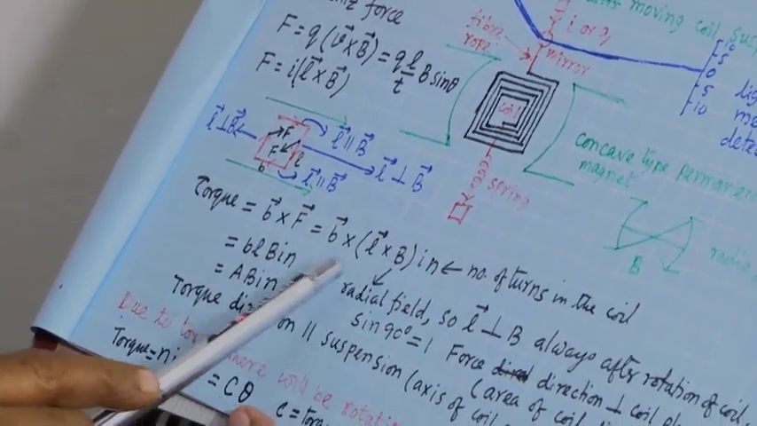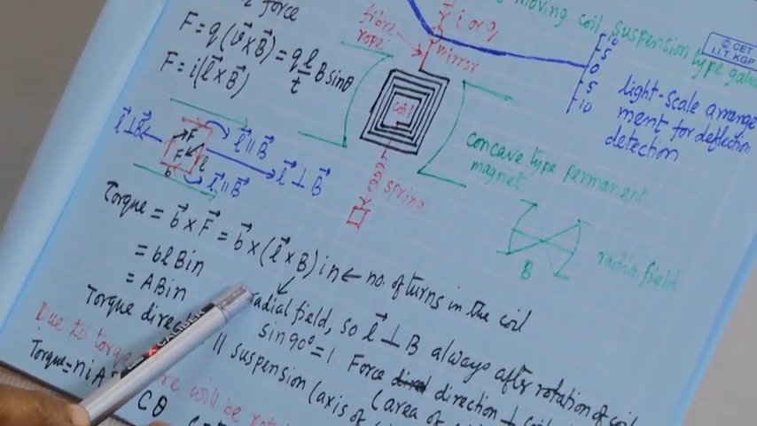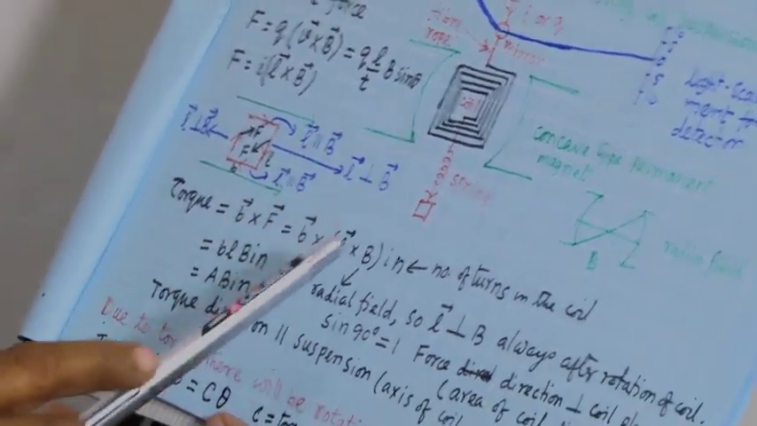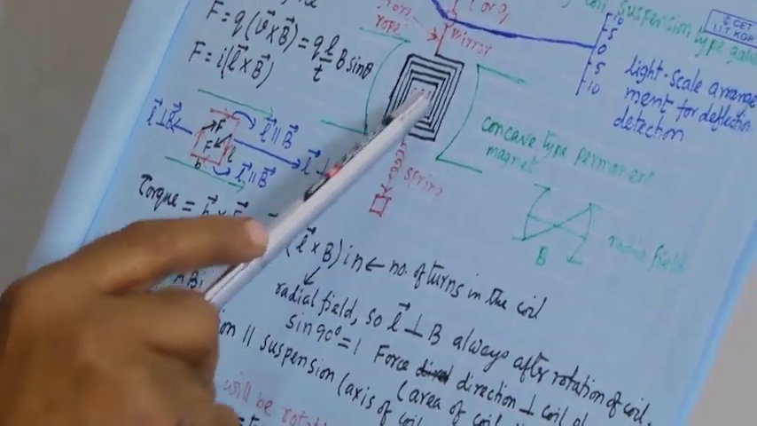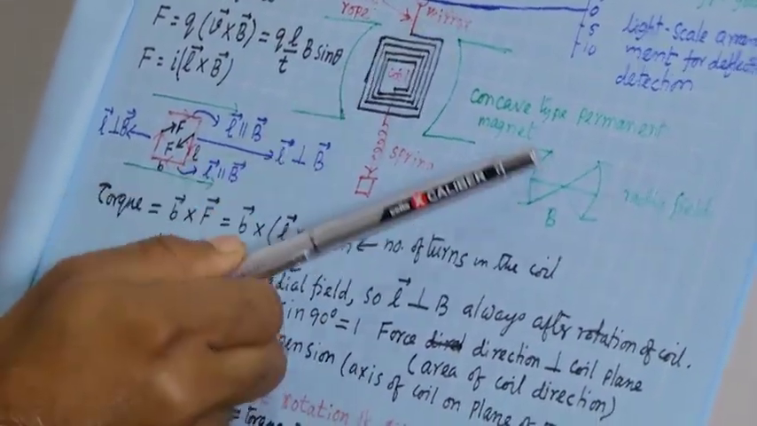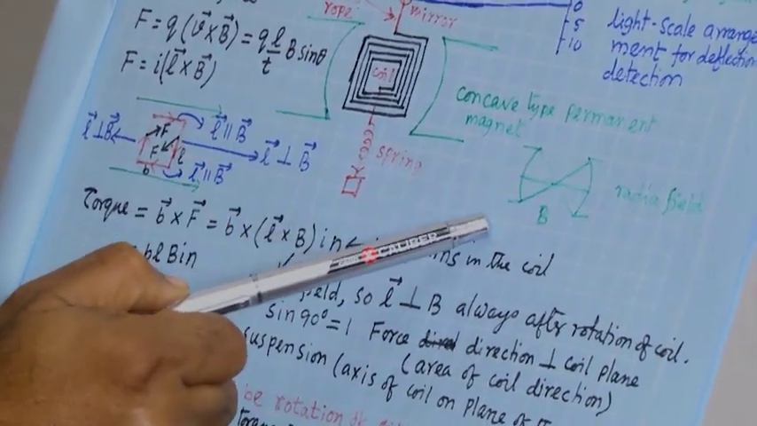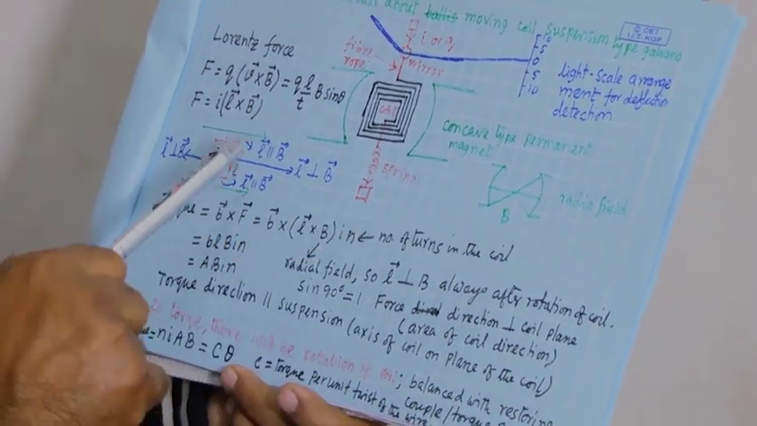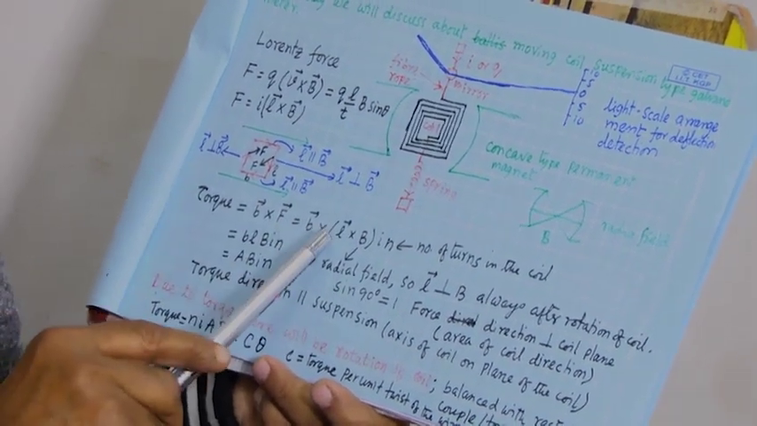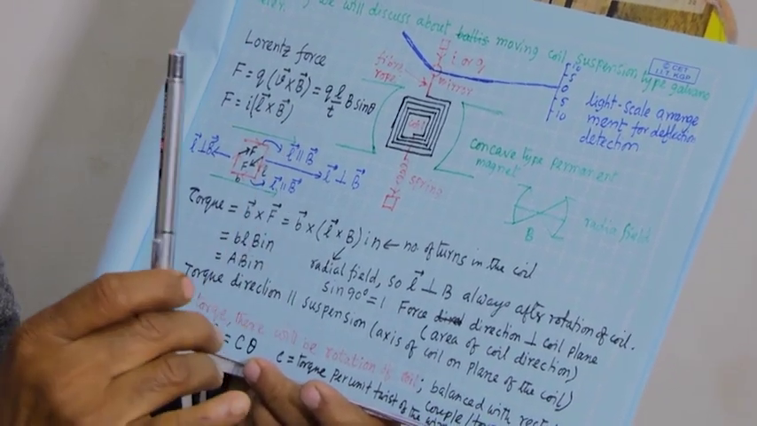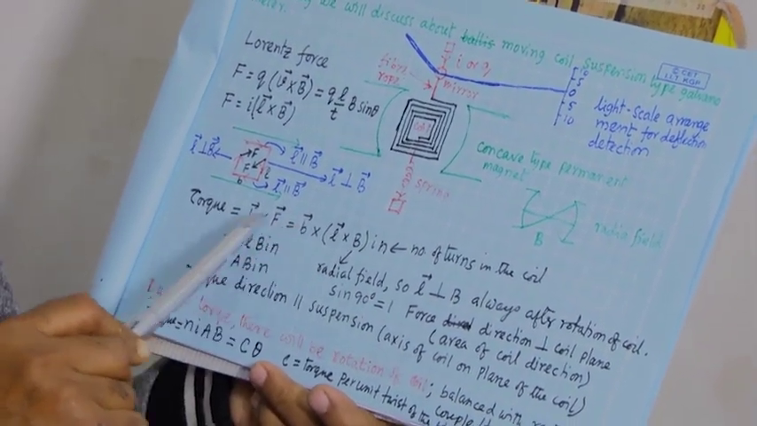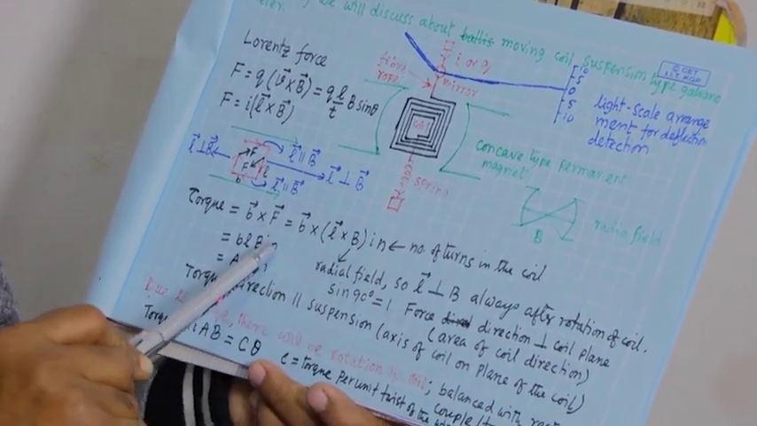Now since we have taken B as a radial field, sine theta will be 90 degrees all the time, because as I told, this is the L direction and this is the B direction. When it moves, in that direction the same field will be available. So L and B will always be perpendicular, theta will remain 90 degrees, and sine 90 degrees will be 1, okay? So from here you get B L capital B I N.